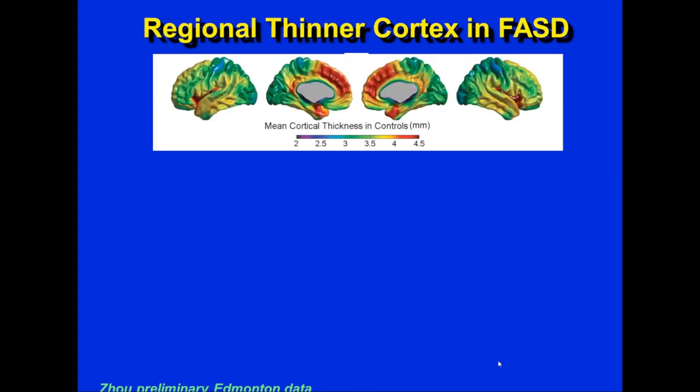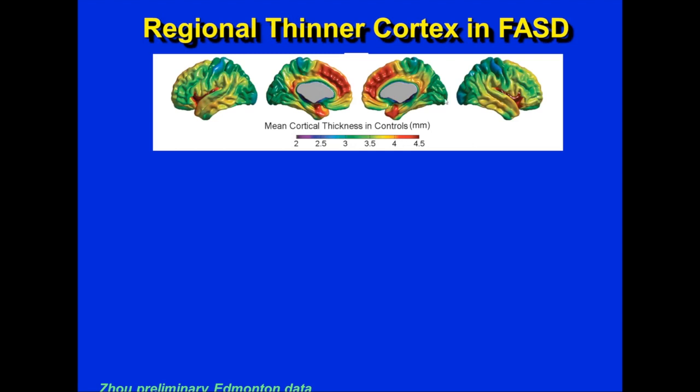If we look at the cortex, what you see here at the top are surface renderings of the brain, and the color represents the thickness of the cortex. Red is a thicker cortex, so you can see this region here, and green and light blue are thinner cortex.